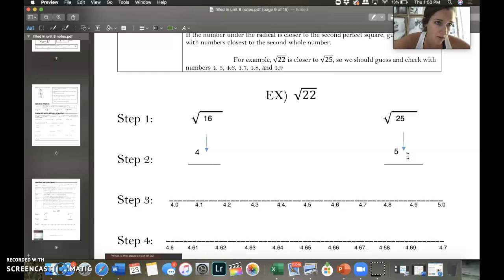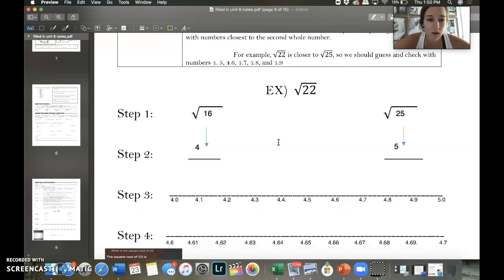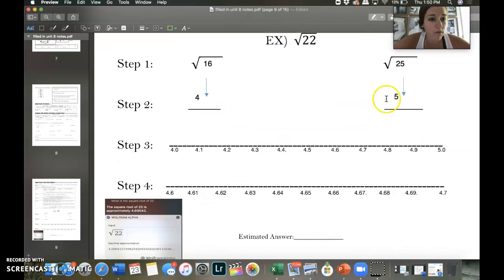Well, guess what? We're not done. You can't just say it's 4 point something. We got to be more precise than that. But you know what? In between 4 and 5 are a bunch of other numbers, right?